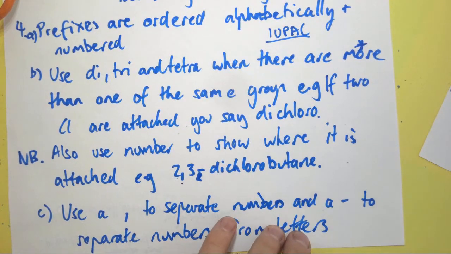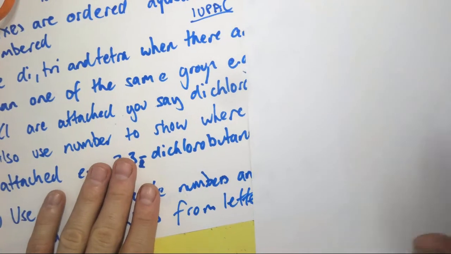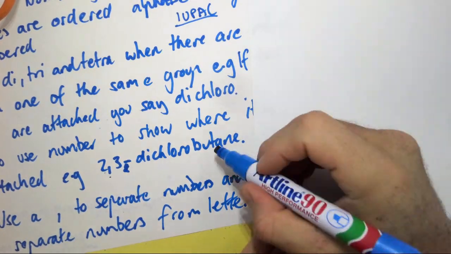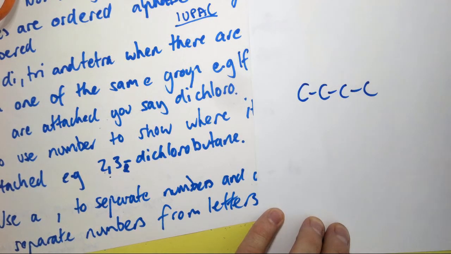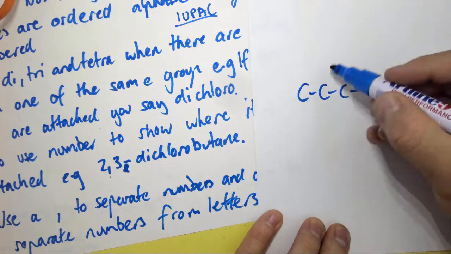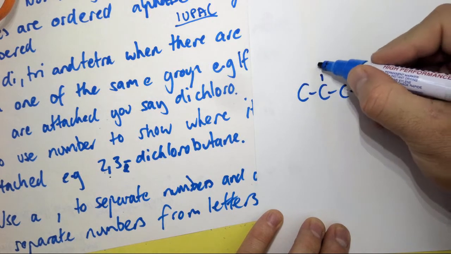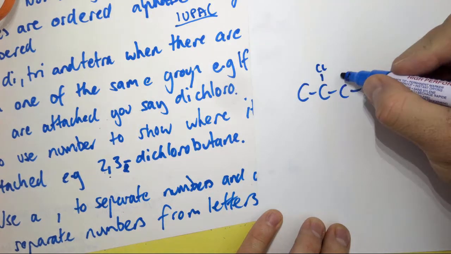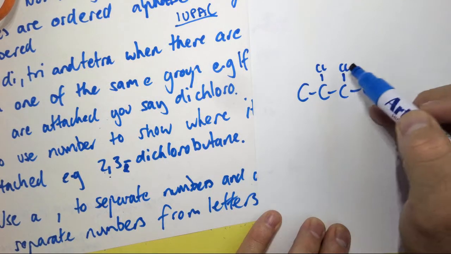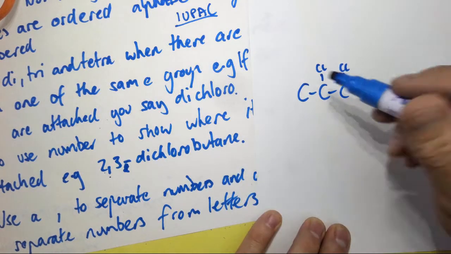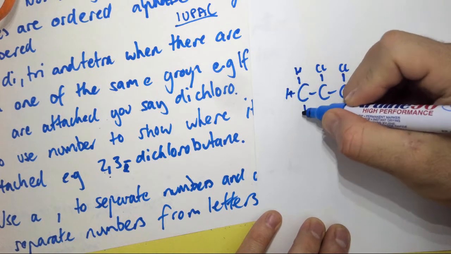2,3-dichlorobutane would look like this. So bute is the base. We've got 1, 2, 3, 4. Ane, all single bonds. So 2 chlorine and 3 chlorine. Di means there's two chlorines, bute, 4, ane, and the rest are hydrogens.